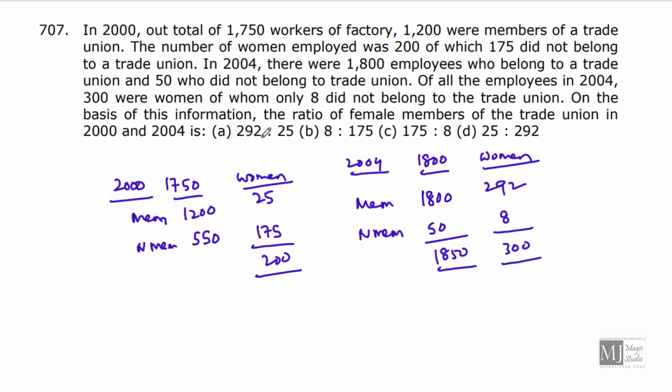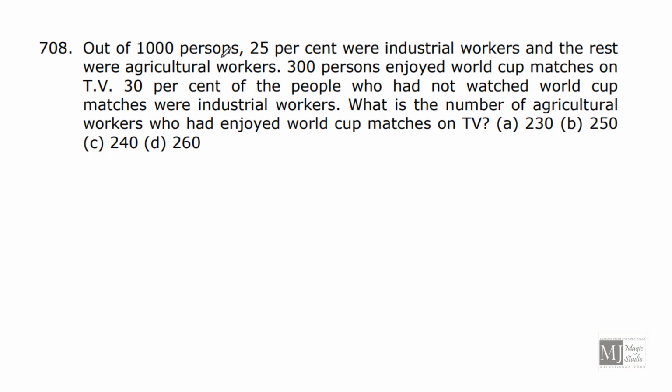On the basis of this information, the ratio of female members of the trade union in 2000, that is 25, and 2004, that is 292, should be 25 is to 292. Option D. Out of 1000 persons, 25% were industrial workers, that is 250, and the rest are agricultural workers, 750.